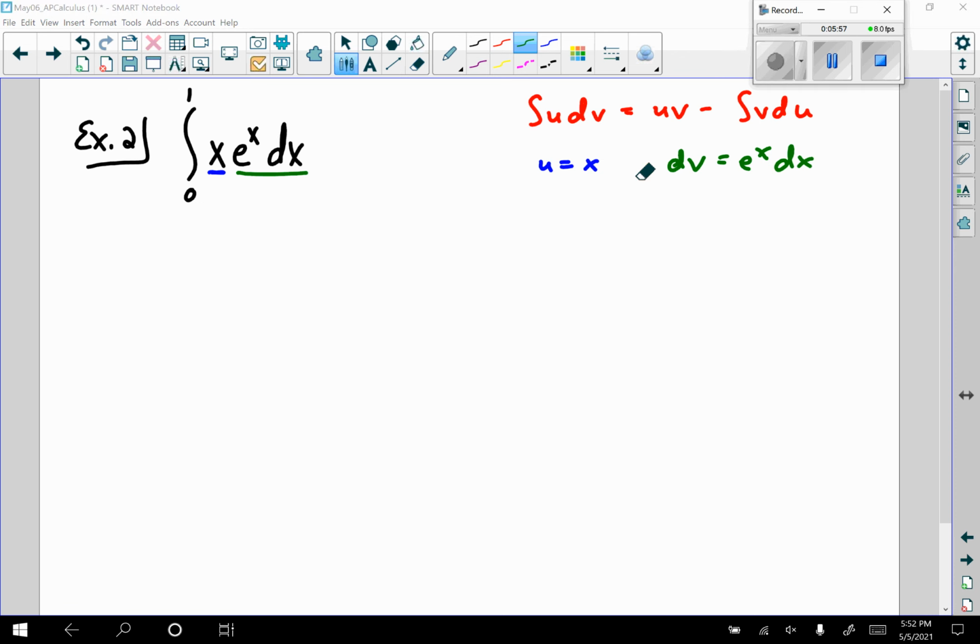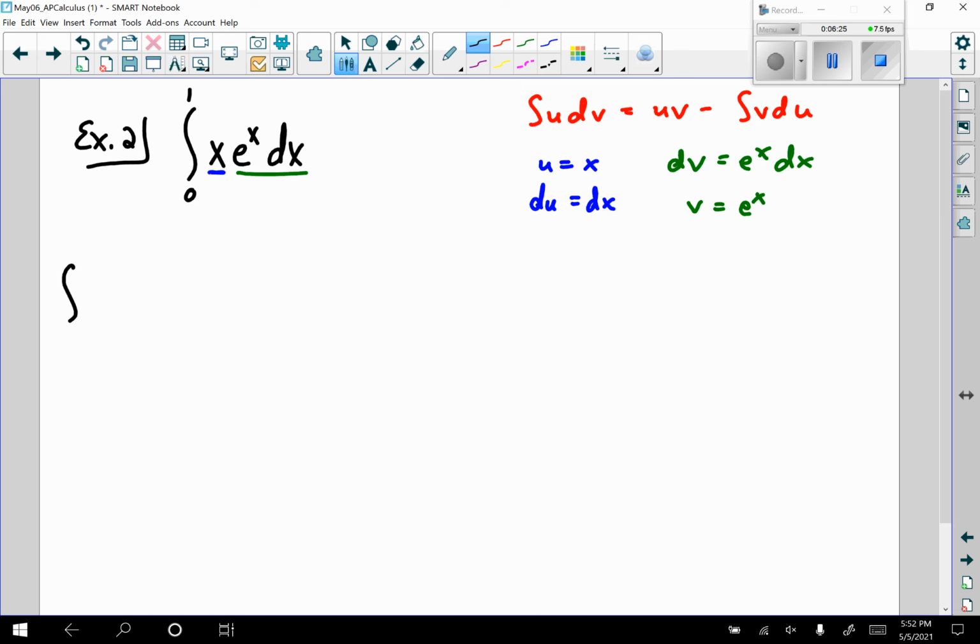So this works out pretty nice, but I'm going to show you what if you switch this around. We'll take a look at that next. Sometimes it could work out just as easy. Other times it causes a more complicated expression when we go to use the formula. So now again we look at du, that's going to equal dx, and that's what we're trying to do with du. And v is going to be the antiderivative of e to the x, which is nice here because that's just e to the x.